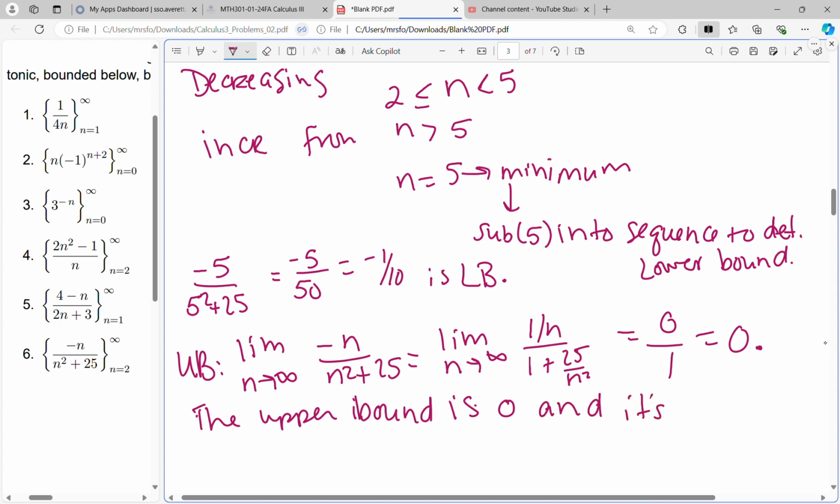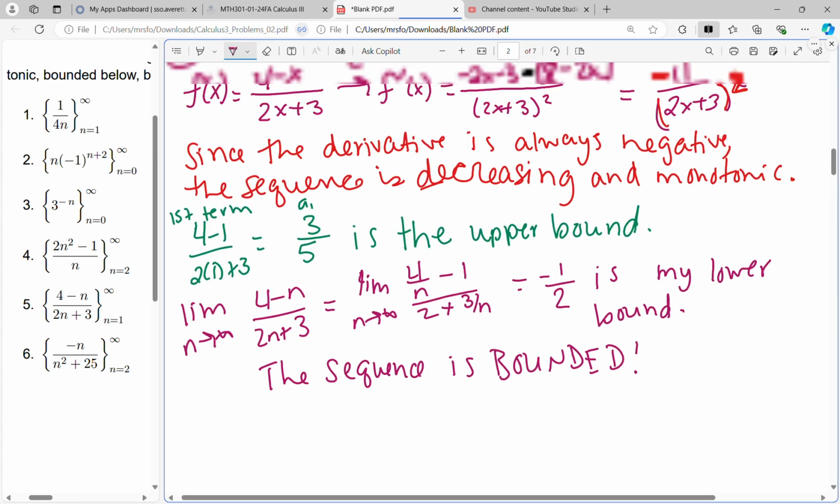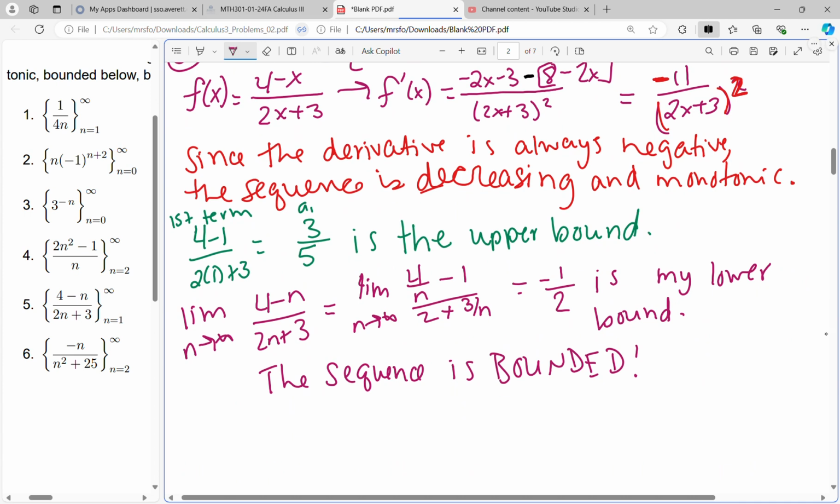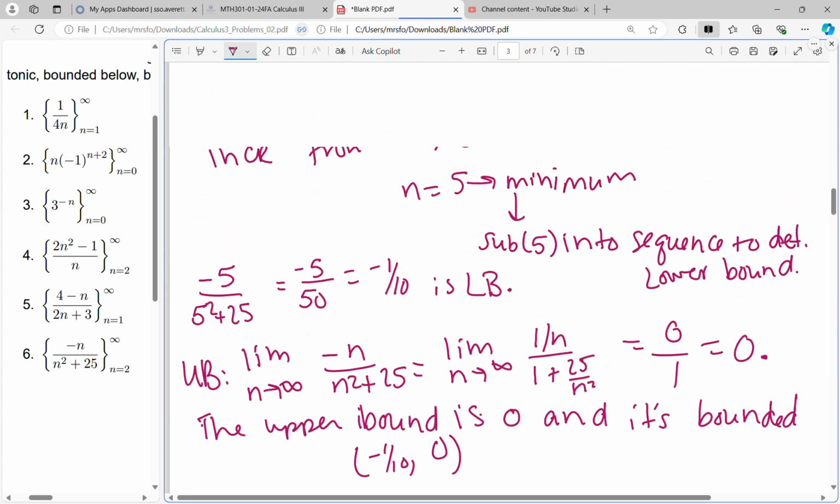And it's bounded. You could even say it's bounded from negative 1/10 to 0. And so back at number 5, you could say it's bounded from negative 1/2 to 3/5 if you wanted to.